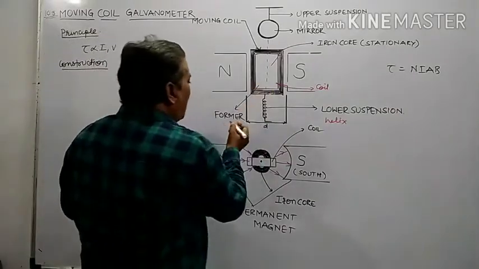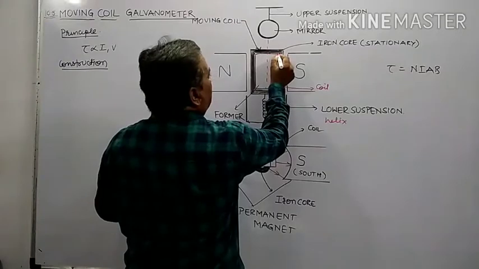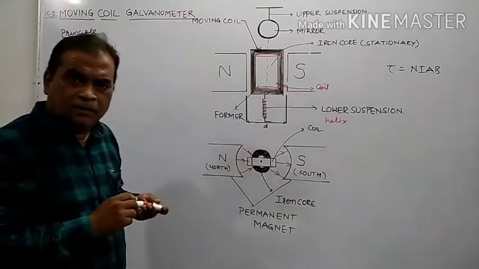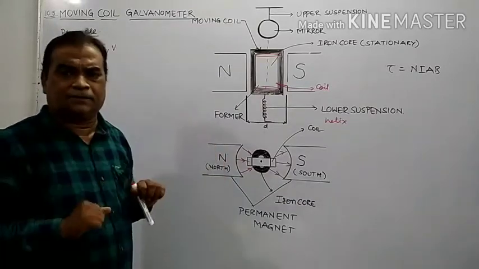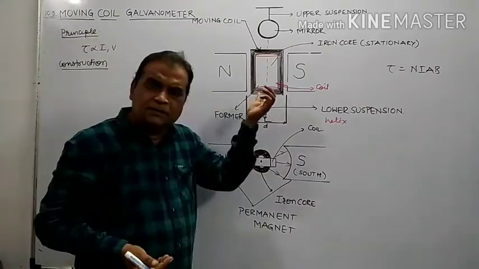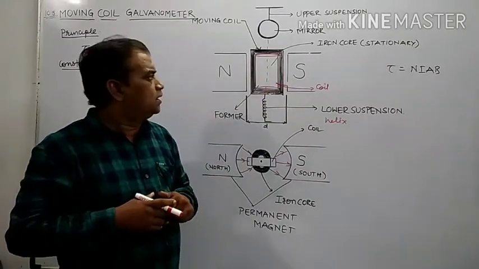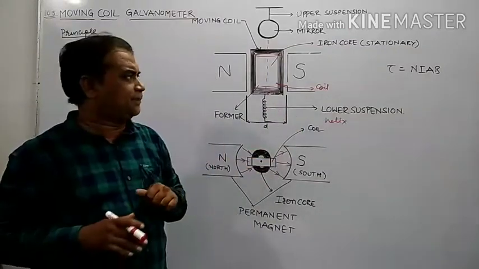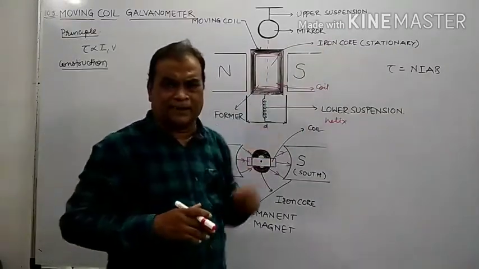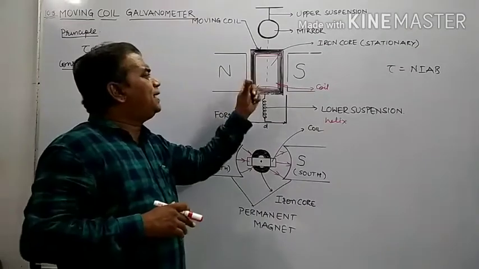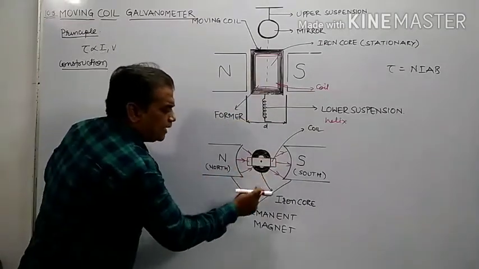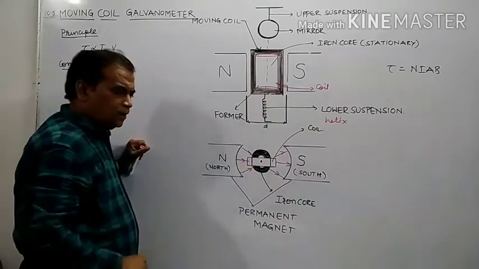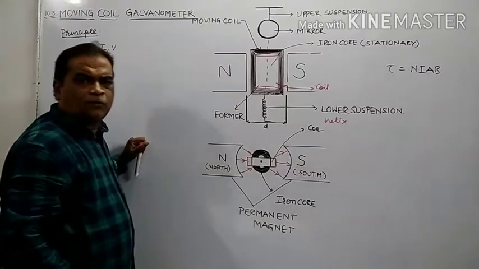There is a soft iron core. Here there is a cylinder made up of iron. We know that iron is a magnetic material. So a soft iron core which is cylindrical in shape is fixed, stationary, and the coil is allowed to rotate about that core. This is the iron core and here it represents a coil. So the coil can rotate about the iron core.